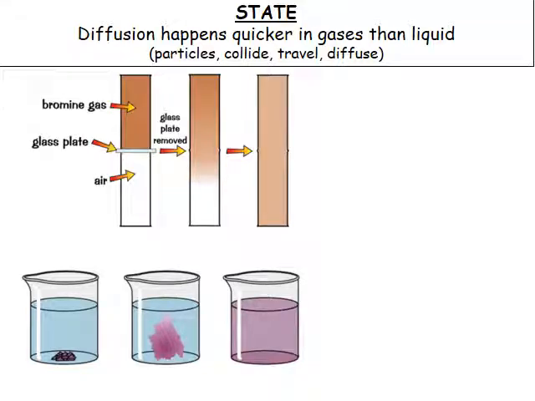Okay, the second factor which affects the rate of diffusion is the state, so either gas or liquid. In gases, diffusion happens quicker because particles are more spread out than in liquid. Therefore, there are fewer collisions and particles can travel further without colliding. So it all depends on the space in between the particles.